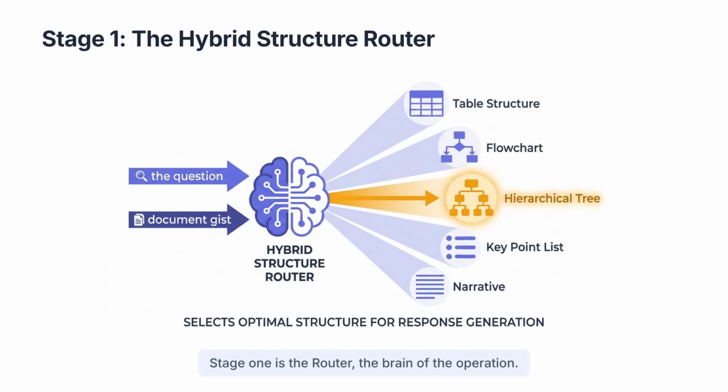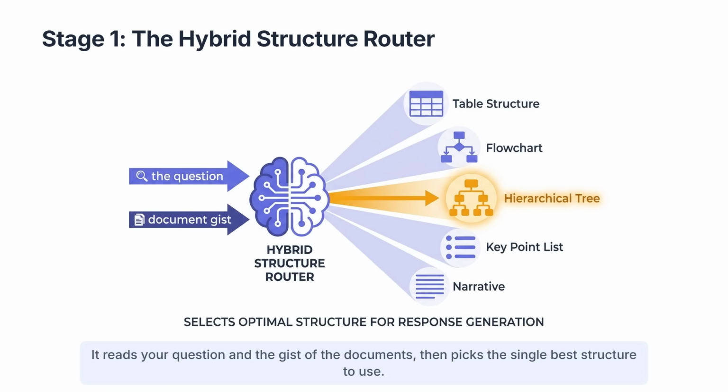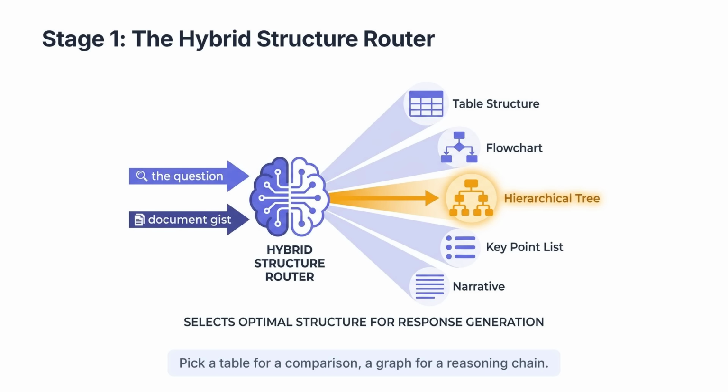Stage 1 is the router, the brain of the operation. It reads your question and the gist of the documents, then picks the single best structure to use. It's called hybrid because it chooses among several structure types rather than forcing everything into one mold. Pick a table for a comparison, a graph for a reasoning chain. Get this choice right and the rest of the pipeline almost works itself.